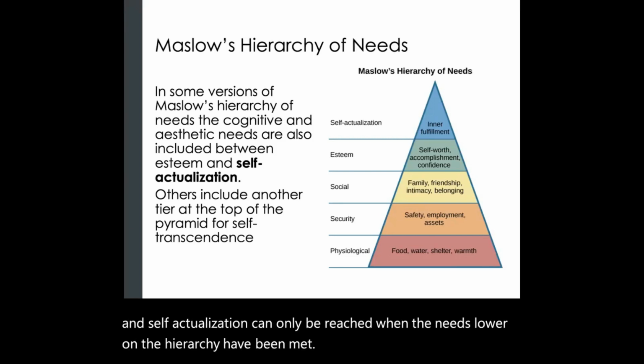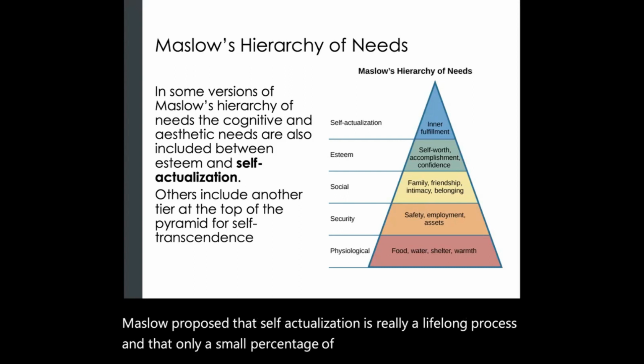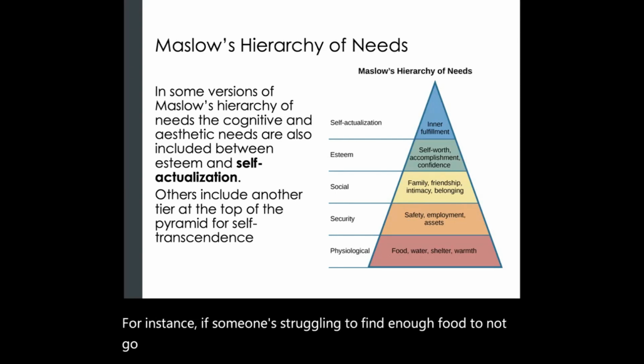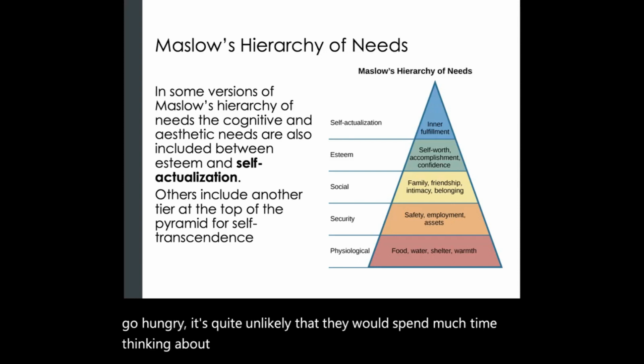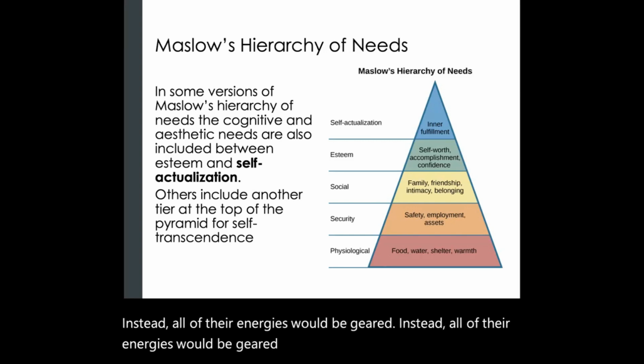Maslow proposed that self-actualization is really a lifelong process, and that only a small percentage of us will achieve this state. For instance, if someone's struggling to find enough food to not go hungry, it's quite unlikely that they would spend much time thinking about whether others viewed them as a good person or not. Instead, all of their energies would be geared towards finding their next meal.